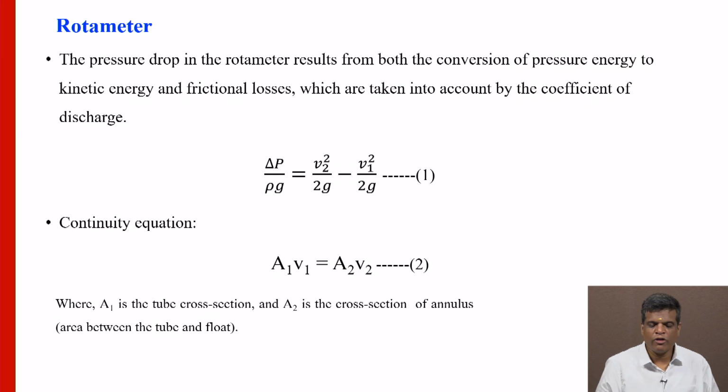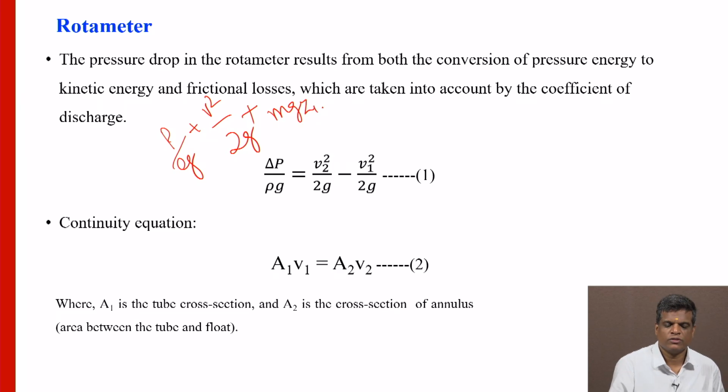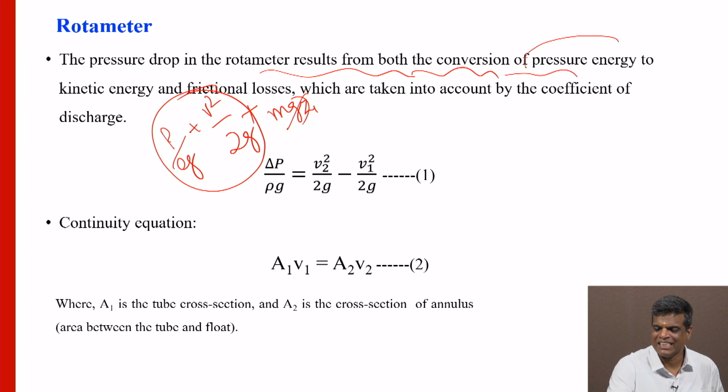So again, the same basic Bernoulli equation principle for the pressure drop. We always use first the pressure energy P by rho g, then V square by 2g, the kinetic energy, then the other one is z, the potential energy, so automatically this will get cancelled. So we are only dealing with pressure energy and velocity here. The pressure drop in a rotameter results from both the conversion of pressure energy to kinetic energy and friction loss. So you have to take the coefficient of discharge also.